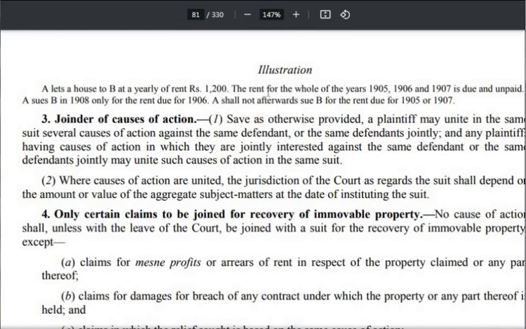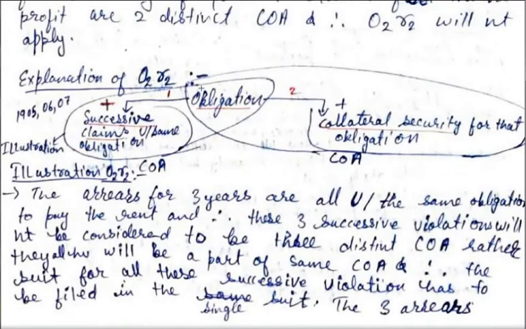अब उसके बाद they are saying successively for 1905, 6 and 7. So for these 3 successive years rent was not paid. तो सक्सेसिव क्लेम आ गया, 1905 का रेंट, 1906 का रेंट और 1907 का रेंट। तो ये 3 सालों का रेंट, 3 इयर्स का रेंट नहीं दिया है। तो these are successive rents। तो उसी ऑब्लिगेशन के अंदर there are 3 successive violations. 3 times he has not paid the rent to you.